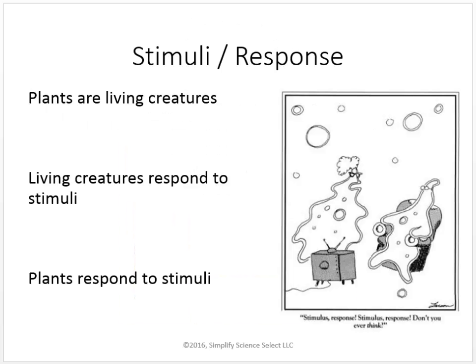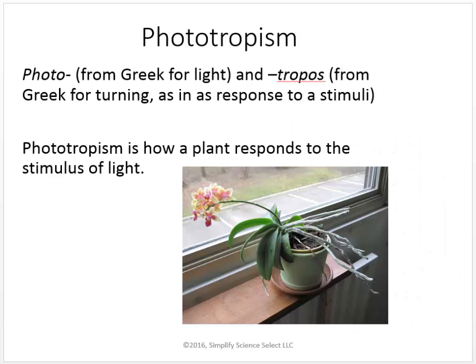So, stimuli and response. Plants are living creatures. Living creatures respond to stimuli. Plants respond to stimuli. Stimulus response, stimulus response. An example of the stimulus response is a word that we call phototropism. This is photo, from the Greek for light, and tropos, from the Greek meaning turning, as in this case a response to a stimulus. So phototropism is how a plant responds to the stimulus of light.